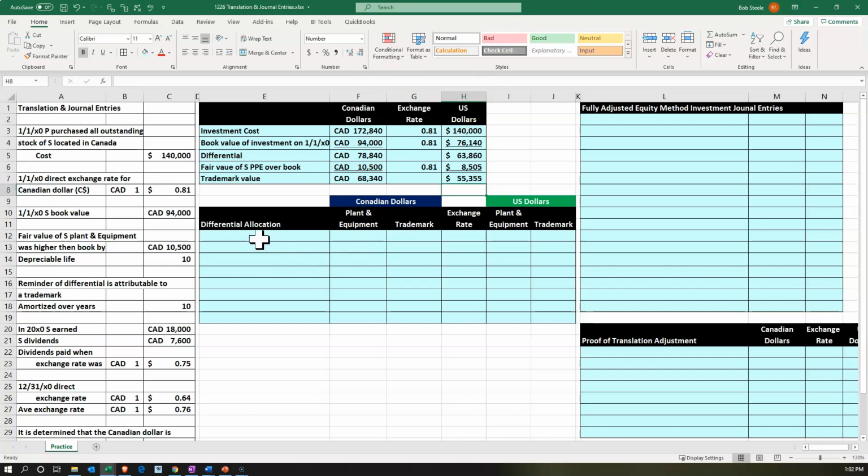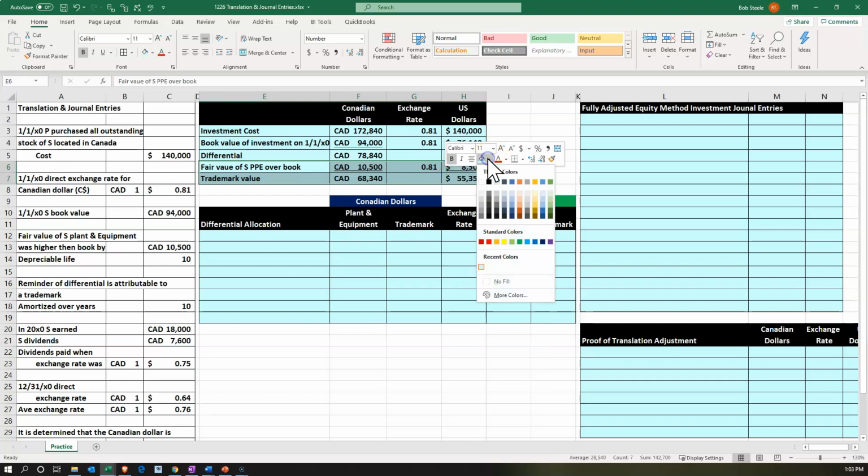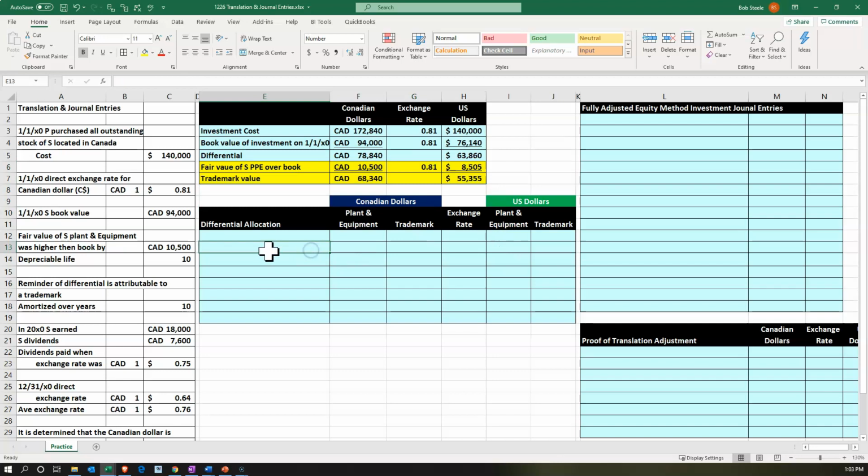Okay, so now we're going to have the differential allocation here. So I'm going to take a look at this from an income statement perspective and then a balance sheet perspective. We're talking Canadian dollars on the left, US dollars on the right. We'll have the exchange in the middle. We're talking about the allocation of the differential now, which is the property, plant, and equipment and the trademark, meaning here's the differential, here's where we allocated it to between the property, plant, and equipment and the trademark. So now we're basically considering these two items here. So I'm going to take a look at the income statement. Let's go income statement accounts.